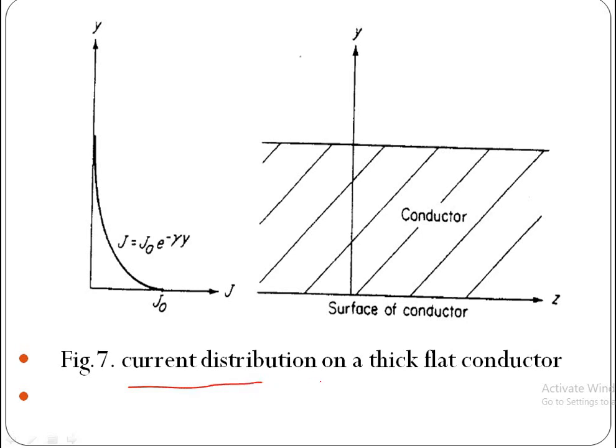Current distribution on a thin flat conductor. This is a conductor along the z-axis. The surface of the conductor is at y is equal to 0. This is one surface of the conductor, and this is the other surface of the conductor. Here the current density J is equal to J naught into e power minus gamma into y. So here the current density is along the y axis.